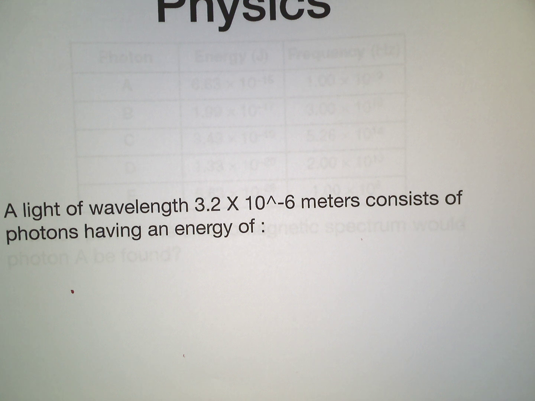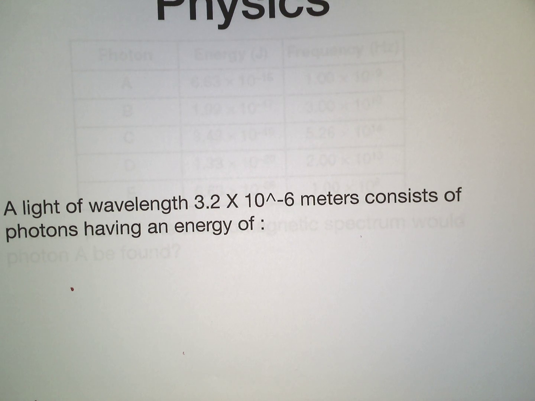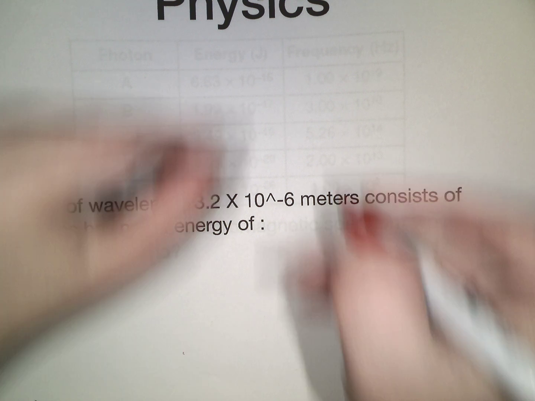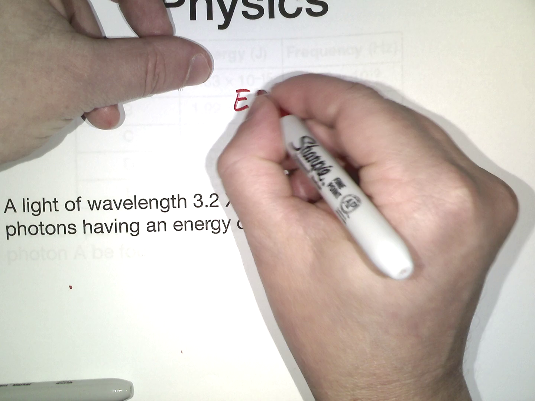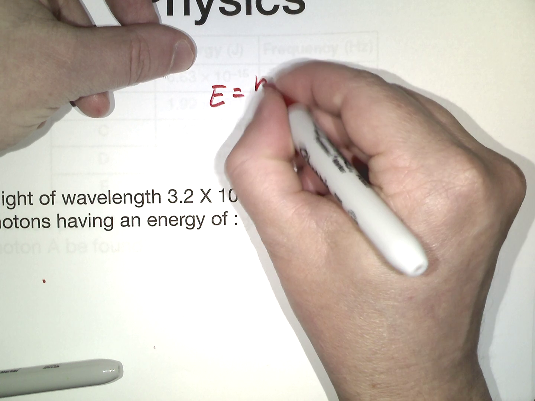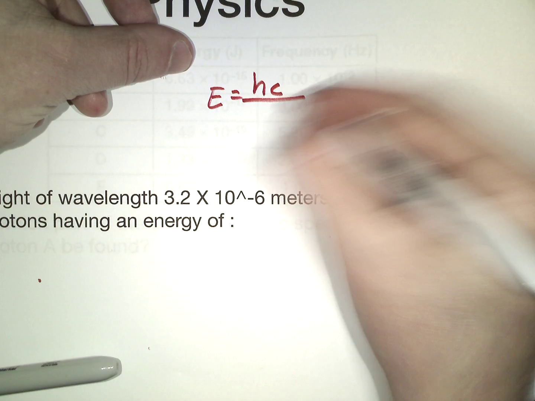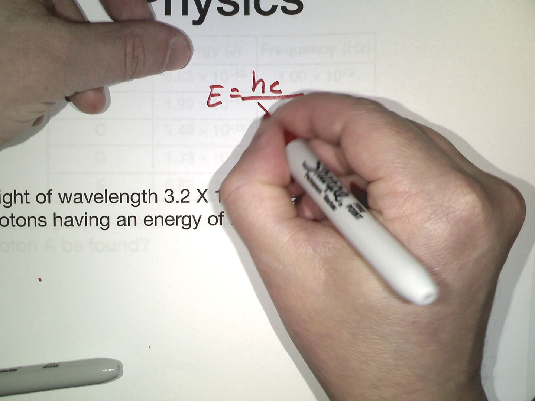Light of wavelength 3.2 times 10 to the negative 6 meters consists of photons having an energy of... Didn't we just do this? Okay. So, again, we're going to do E equals hc over lambda.